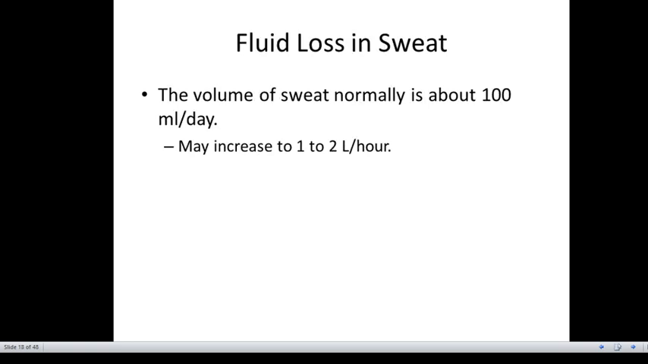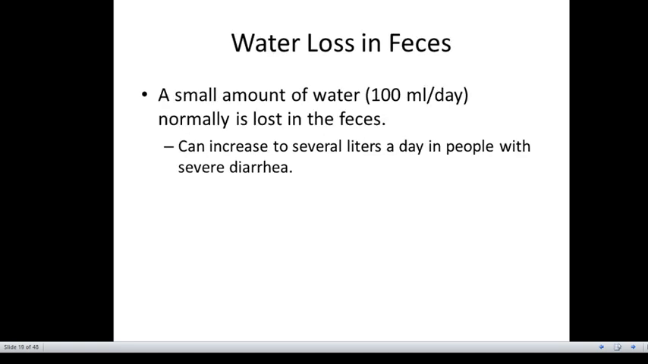Fluid can be lost in sweat. The volume of sweat normally is about 100 milliliters per day, but it may increase to 1 to 2 liters per hour under extreme conditions. Water loss in feces. A small amount of water, around 100 milliliters per day, normally is lost in the feces. This can increase to several liters a day in people with severe diarrhea.